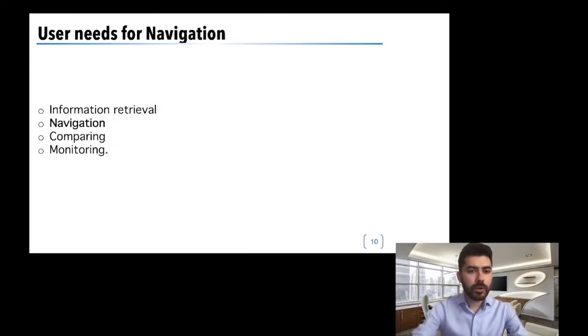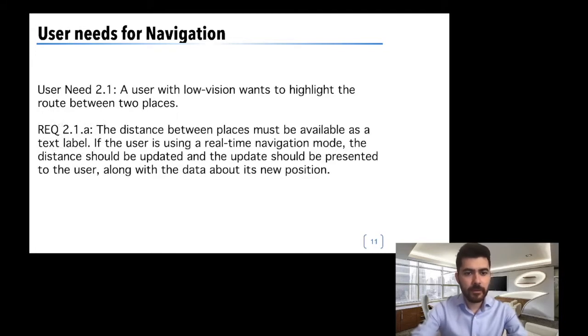Now we are going to talk about user needs for navigation. We start with this user need. A user with low vision wants to highlight the route between two places. We have one requirement that might need to be solved in order to solve this particular user need.